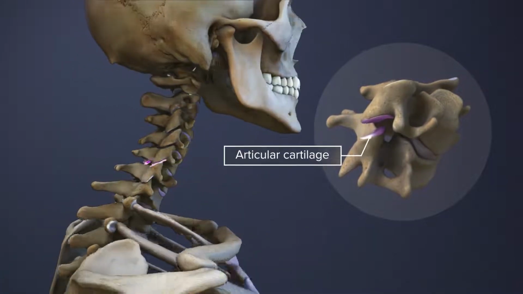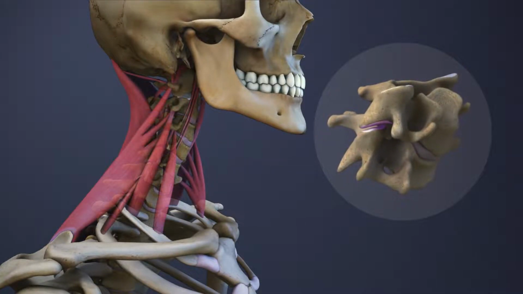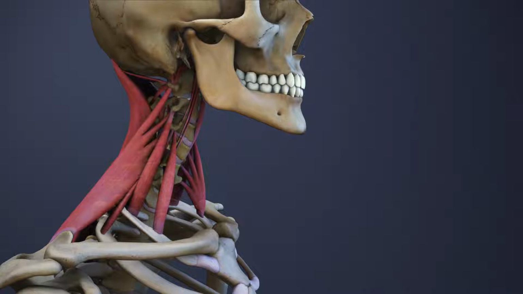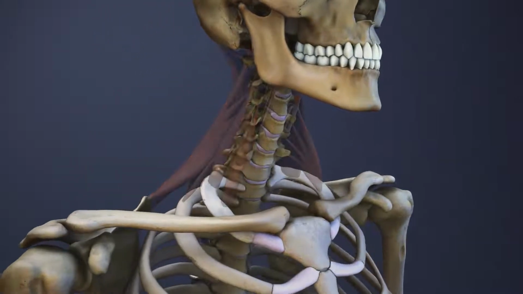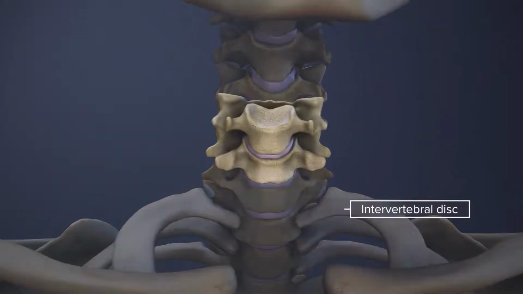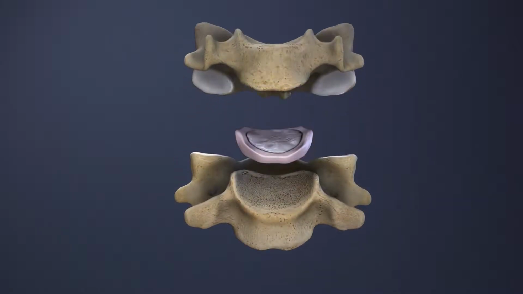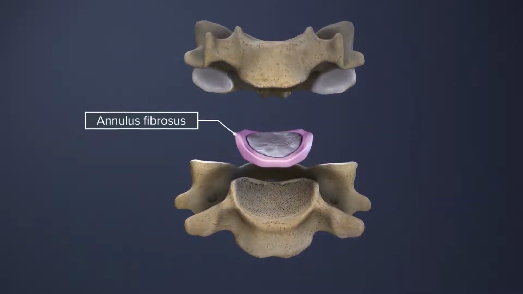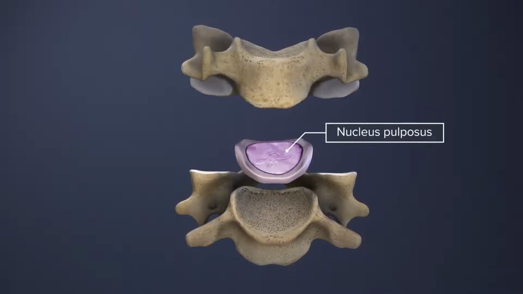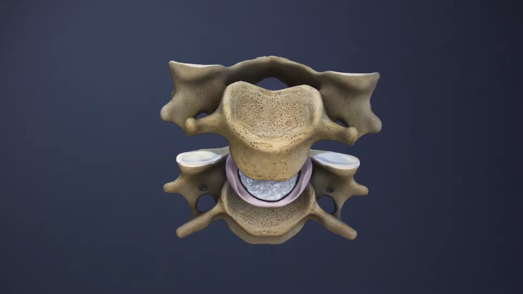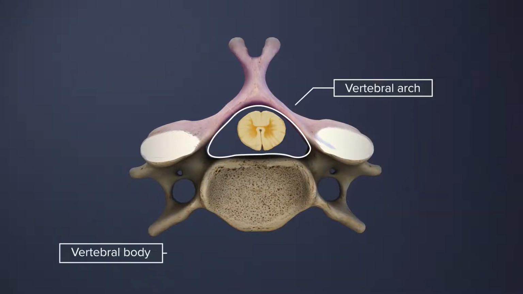Articular cartilage enables the facet joints to move smoothly, while muscles, tendons, and ligaments help hold the vertebrae together. A strain or tear to any of these tissues can cause neck pain and stiffness. Between the vertebrae is an intervertebral disc that provides flexibility and shock absorption. The disc is made up of a tough outer ring called the annulus fibrosus, which encapsulates a gel-like interior called the nucleus pulposus.